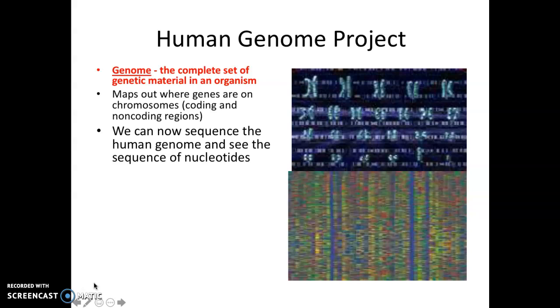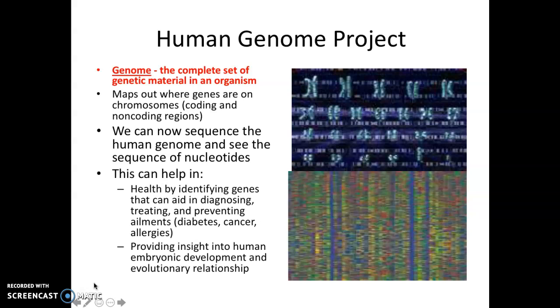We can now sequence the human genome and see the sequence of nucleotides, which means they can break it down and see your exact base pairs. They can see how many thymine you have, how many adenine, guanine, cytosine. It's kind of creepy, but it helps in diagnosing diseases or illnesses. And then as science has progressed, this has helped in prevention and potential vaccines or stuff of that nature. It helps provide more insight into what we didn't know before so we can prevent a lot of things from happening.